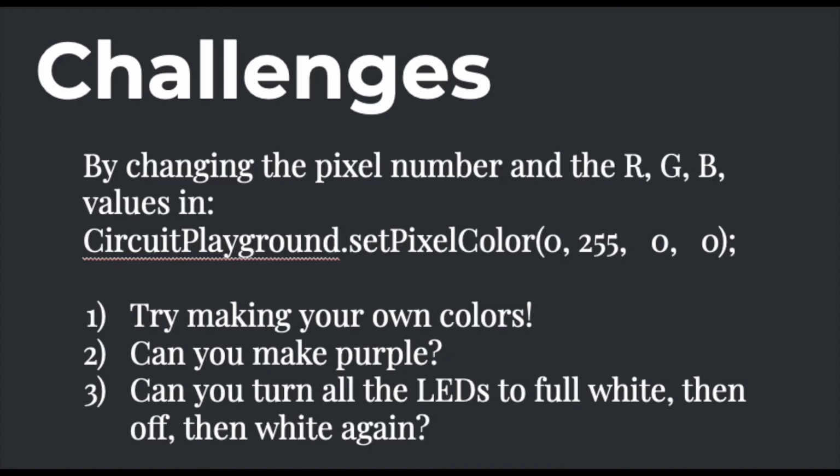It's nice having source code to use, but we learn best by trying things ourselves. Let's try changing the values in circuitplayground.setPixelColor to make our own colors. Can you try changing the pixel number and also the RGB values? In the first challenge, just try making your own colors.